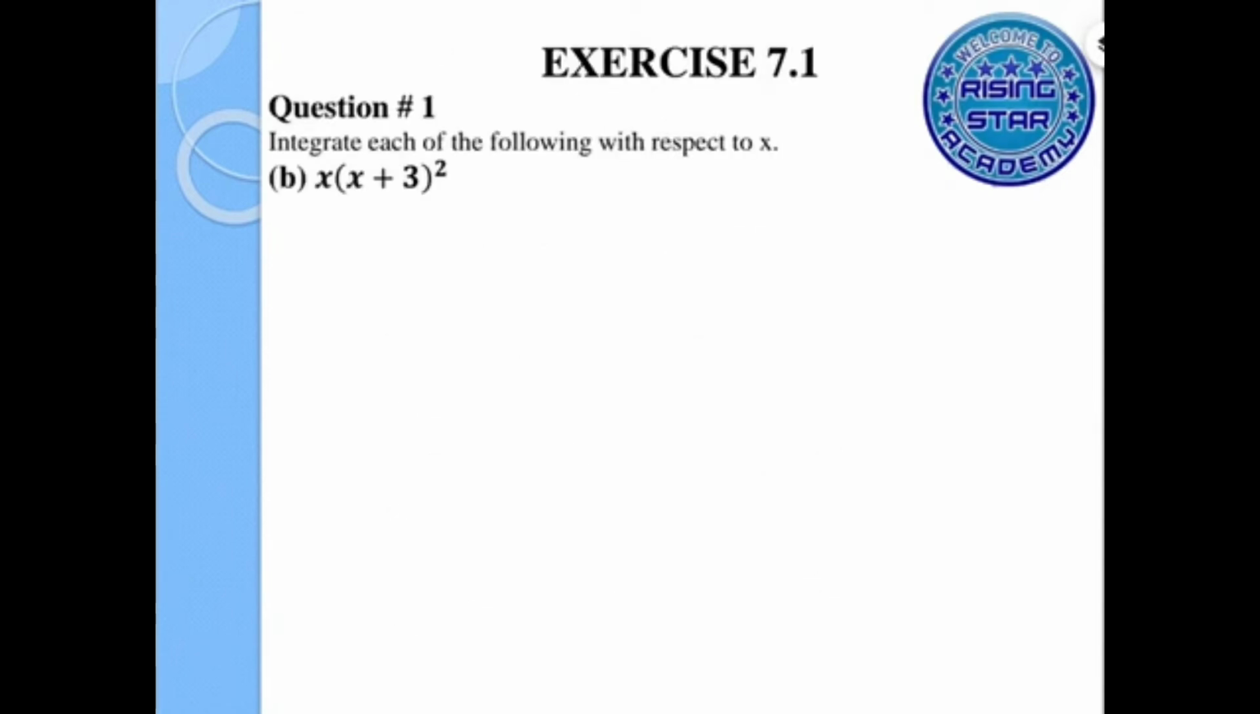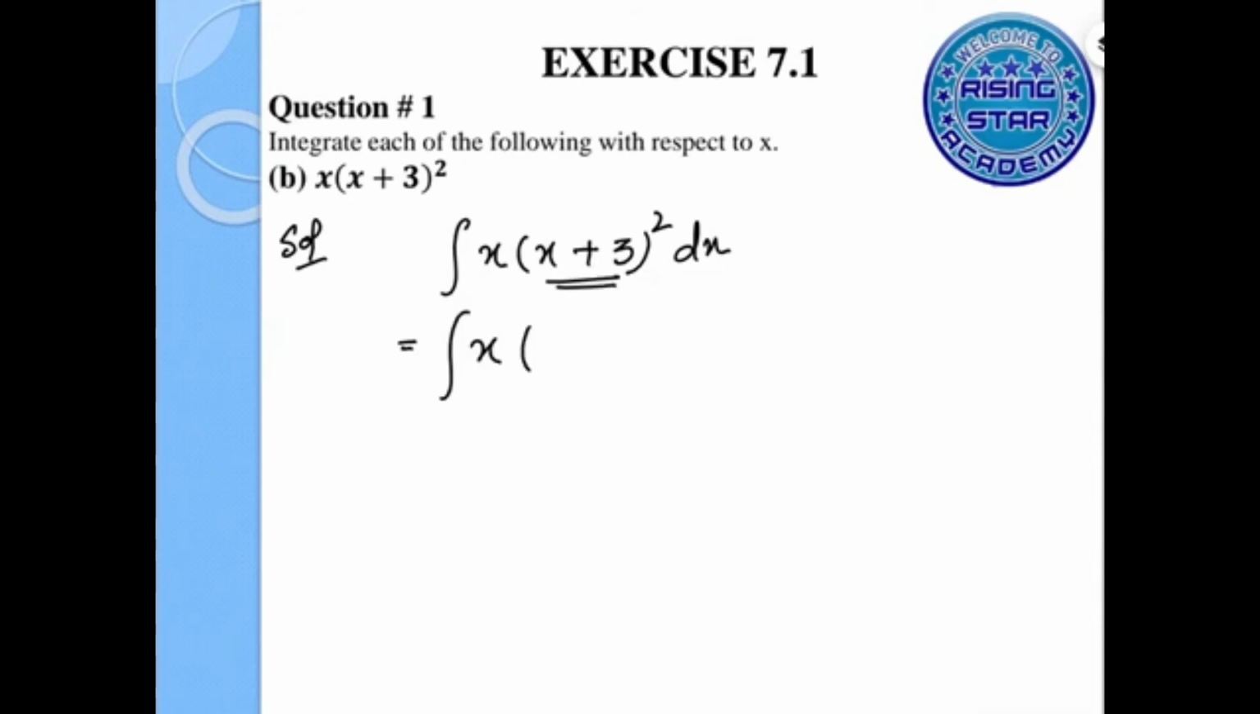In the next part, we will solve it. Integral of x times (x + 3) whole squared dx. Now, the first step, we will open the result (x + 3) whole squared by applying the identity. So that would be x squared + 9 + 6x dx. I used the identity over here, that is (a + b) whole squared equals a squared + b squared + 2ab.